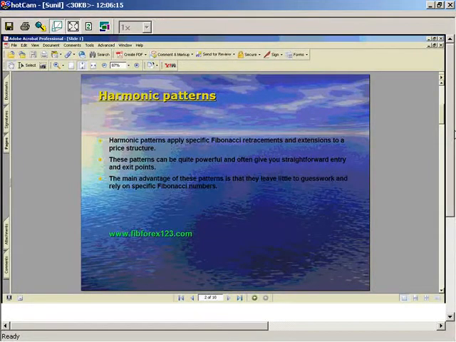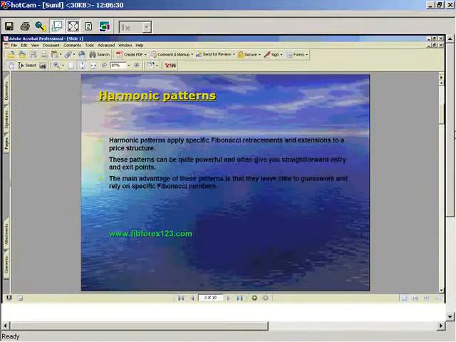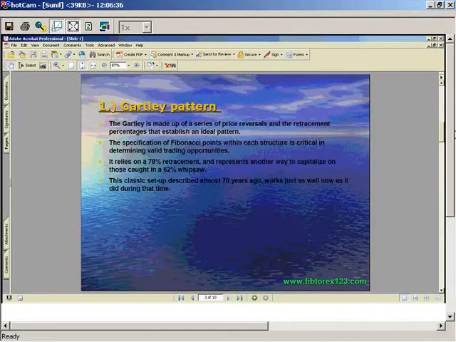Now, these are patterns. Harmonic patterns are very, very powerful and give you very straightforward entry and exit. The main advantage is that they leave very little to guesswork. Your Fibonacci ratios, your levels are absolutely fixed. So it sort of keeps the emotions out of a trade. You really don't have to second guess it. If this condition is satisfied, condition 1, 2, 3 satisfied, you have a setup, period.